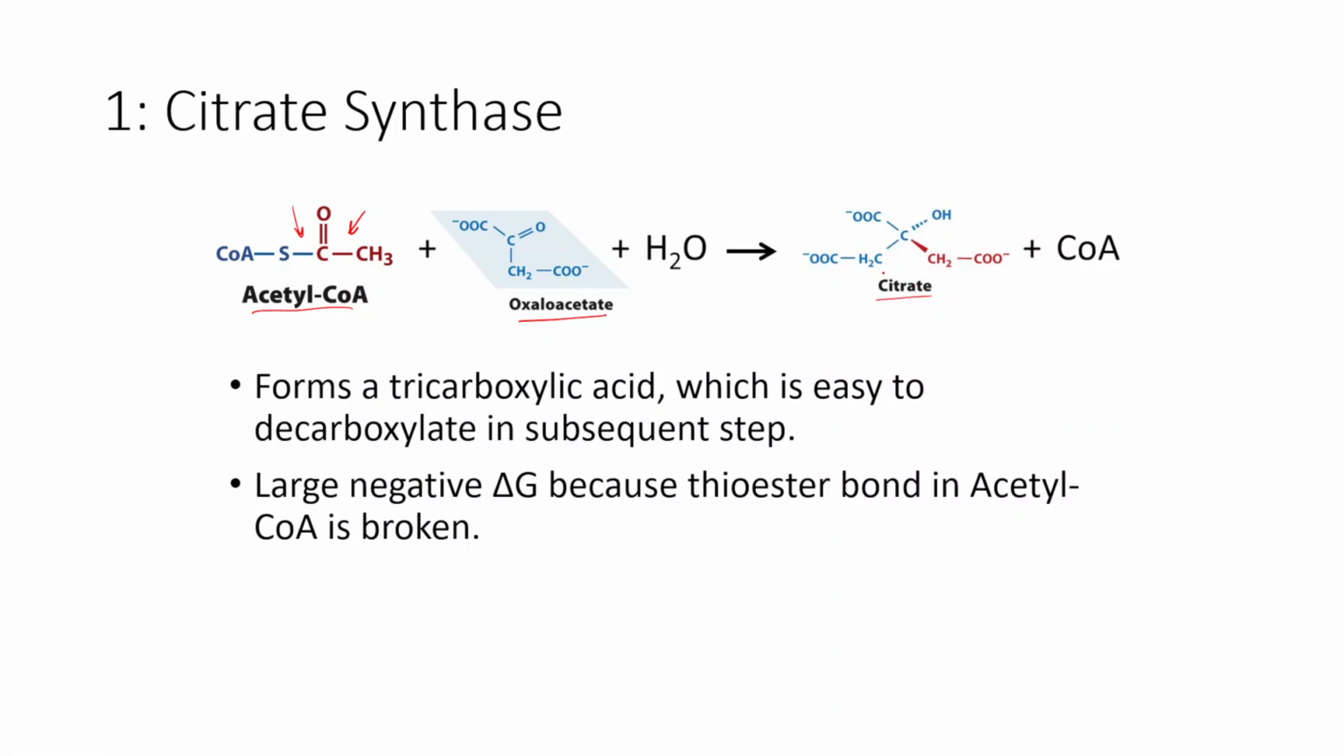And citrate is a tricarboxylic acid. As you can see here, there are 3 carboxylic acids, hence the name. And because it's highly charged, it's relatively unstable, and so it's easy to decarboxylate and remove these carboxylic acids as carboxyl groups. And of course, because we broke that thioester bond in acetyl-CoA by transferring our acetyl group onto oxaloacetate, we have a free coenzyme A now. So that's the first step, which is catalyzed by citrate synthase. And as the name suggests, this enzyme helps to make citrate.